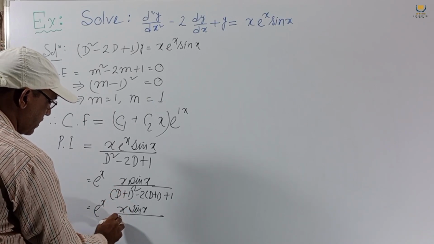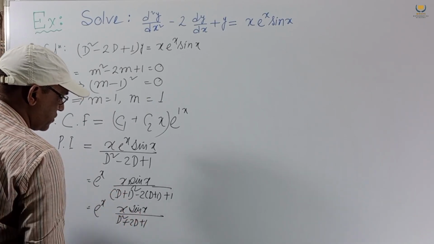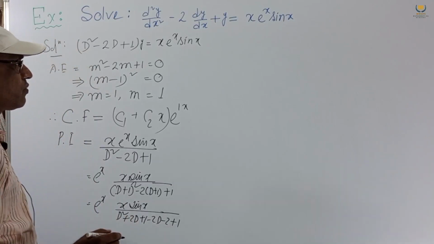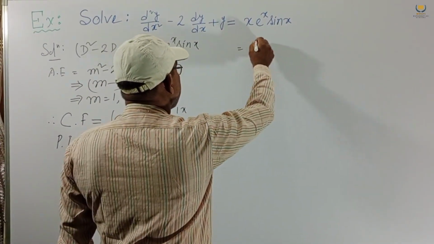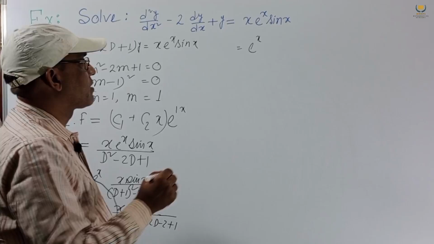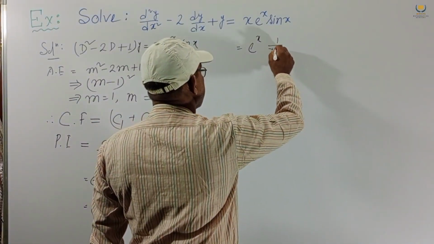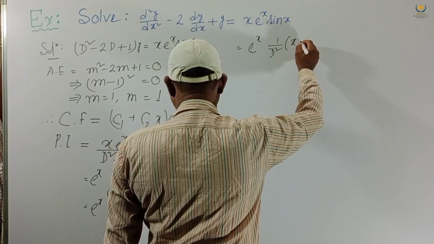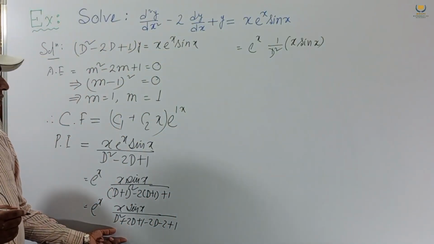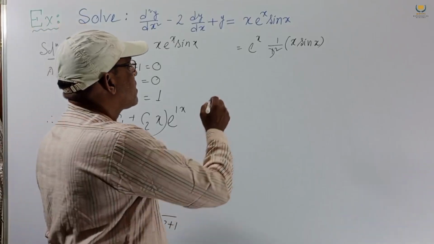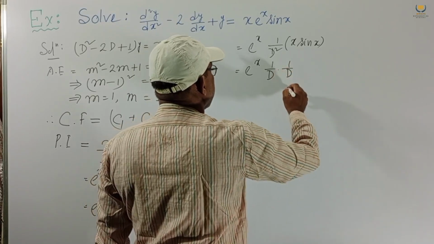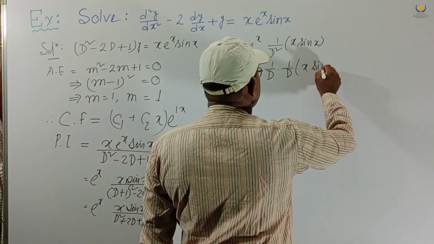This is (D plus 1) whole square, a plus b whole square, a square plus 2ab plus b square, minus 2(D plus 1) plus 1. So this will be e to the power x, and 2D and 2D cancel, 1, 1, 2 minus 2 cancel. Then ultimately we get e to the power x times 1 by D square of x sin x. We get D square in the denominator and x sin x. Now D square we can write as 1 by D into 1 by D, applied to x sin x.